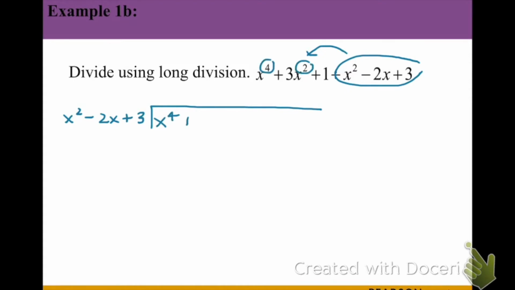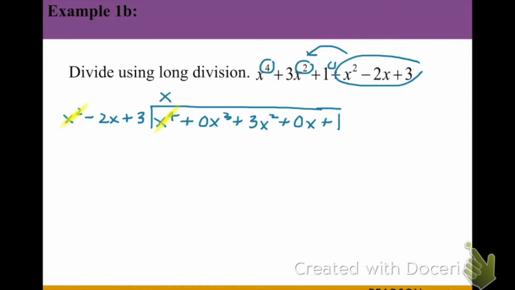Notice here, though, since we are skipping the x cubed term, we're going to put in a filler 0x cubed. Anytime you're missing a term, you need to put a 0 in there so we're not missing it. Same thing with the x term. We're going to put in a plus 0x. This helps keep our mechanic in line and doesn't make us err in the problem.